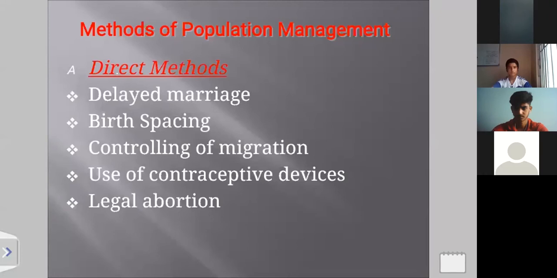Now, some direct methods of population management are listed on the slide. First, I want to read the different direct methods, and one by one we'll discuss them, as well as interact, because there are some methods we had already discussed in our previous class, like delay marriage and birth spacing. So the first direct method is delay marriage. Delay marriage means to marry at an appropriate and suitable age.